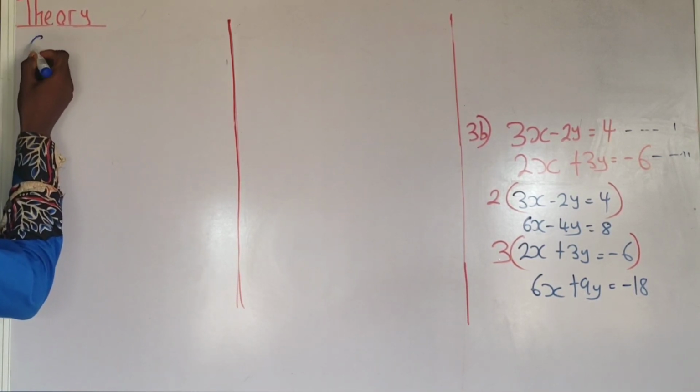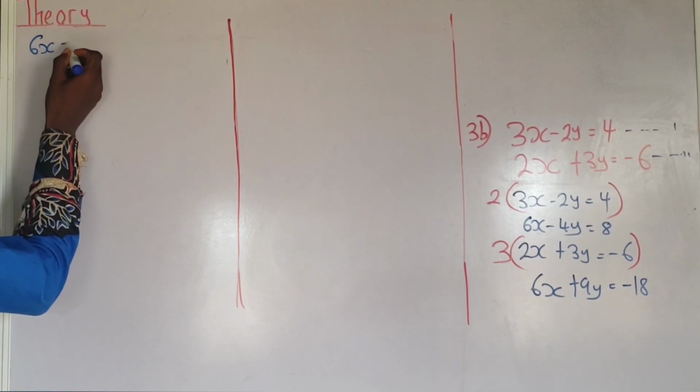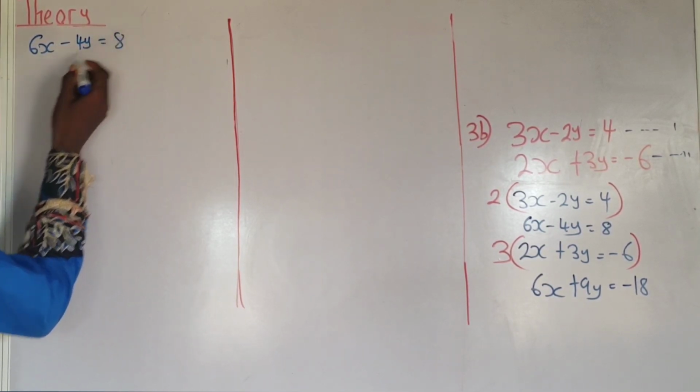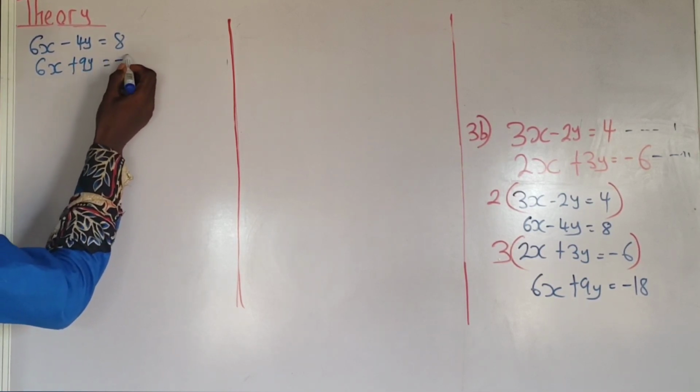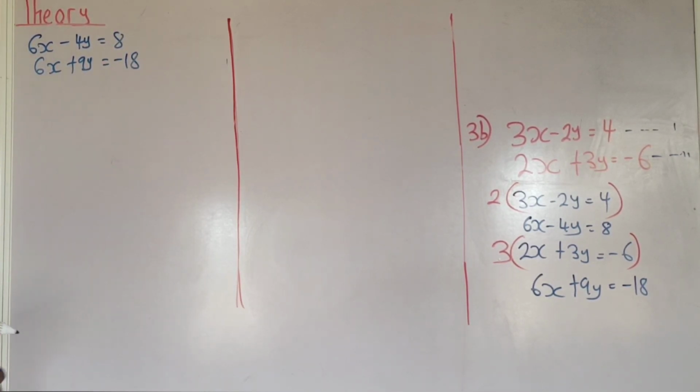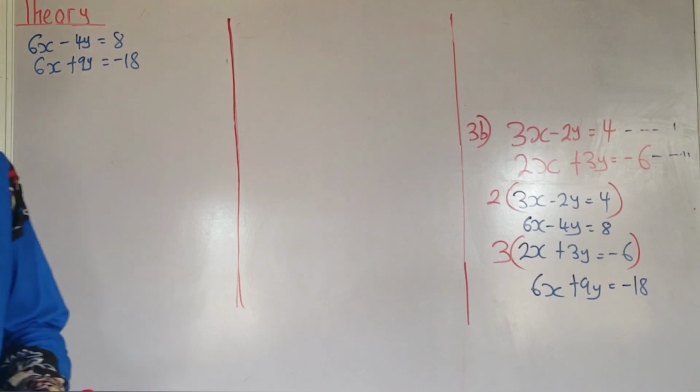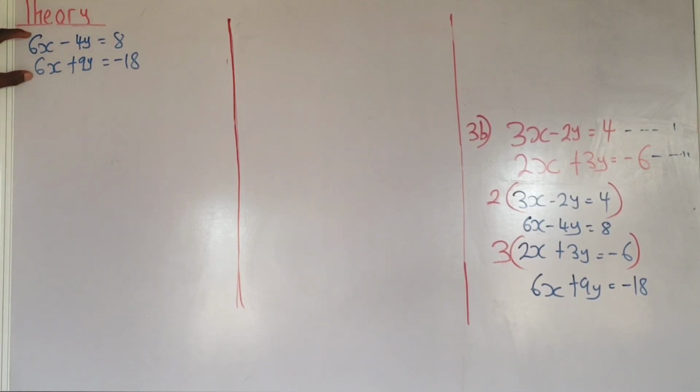We have 6x minus 4y equals 8, and the second is 6x plus 9y equals negative 18. Listen to this explanation. You can see there is a difference in sign: we have 6x here and 6x here. If we add both equations, we will not be able to eliminate x. So we have to subtract.